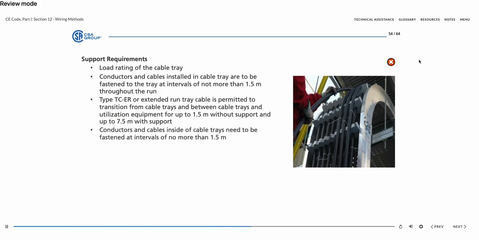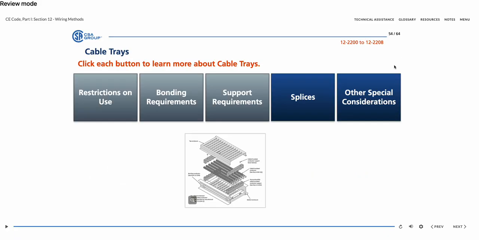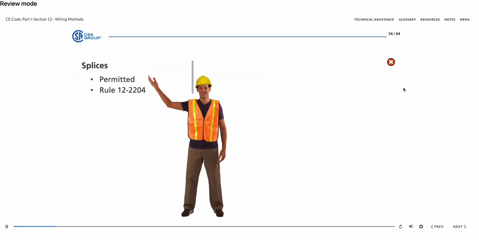Conductors and cables inside of cable trays need to be fastened at intervals of no more than 1.5 meters. This is due to movement that occurs due to magnetic forces during a fault. Additional consistent spacing between conductors and cables is required to maintain ampacity values. Splices are permitted according to Rule 12-2204.